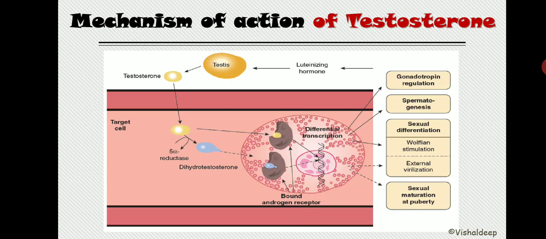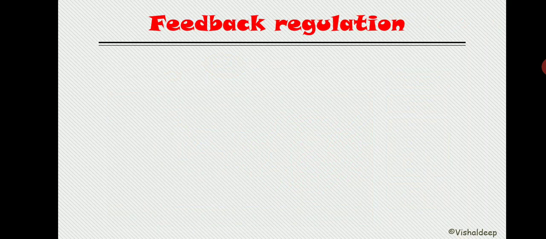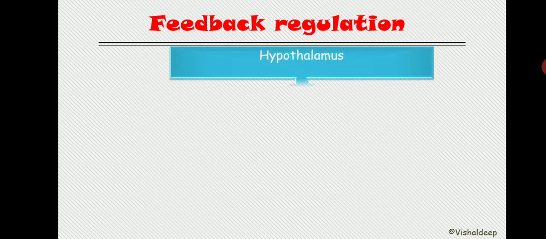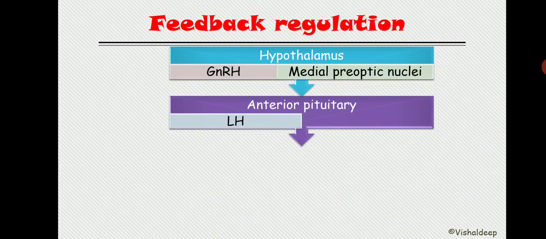Right? Now feedback regulation. Feedback regulation again is nothing new. Hypothalamus will secrete GnRH. Can you remember the nuclei of the hypothalamus that secrete GnRH? We already discussed it in the anterior pituitary, right? It is the medial preoptic nuclei. Medial preoptic nuclei will eventually secrete GnRH. That GnRH will go to the anterior pituitary. It will stimulate the secretion of LH and FSH.